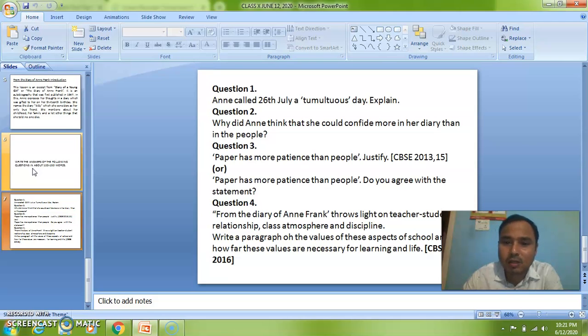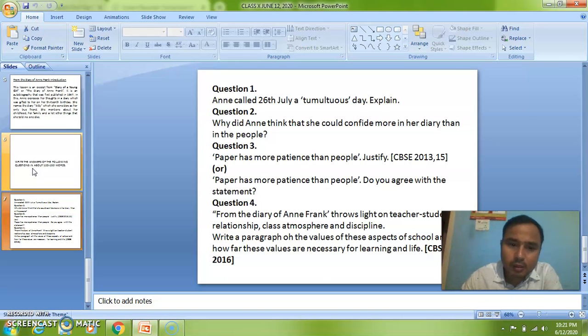And question number 3: Paper has more patience than people. Justify. This question was asked twice by the board. The same question may be given somewhat differently: Paper has more patience than people. Do you agree with the statement? That one also can be done on your part.